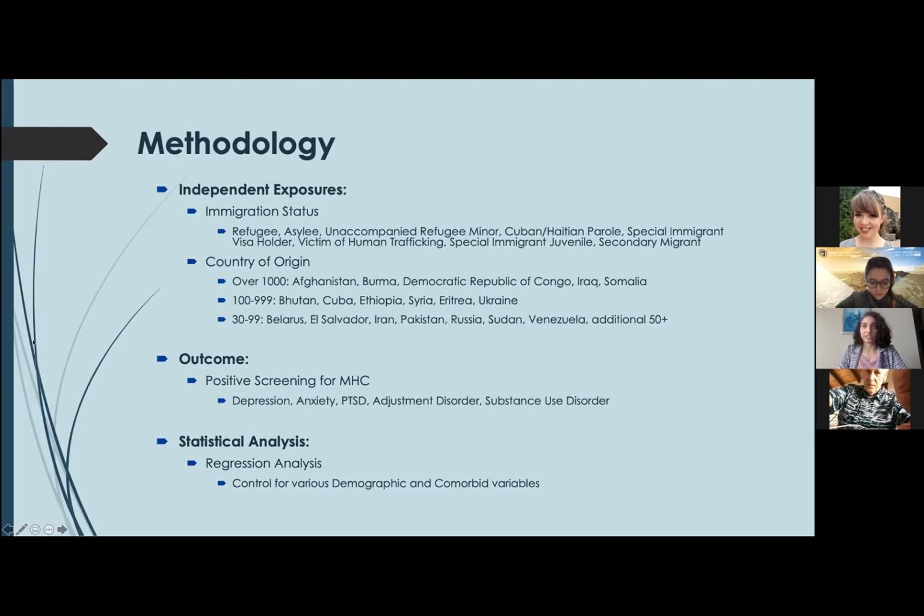Immigration status includes refugee, asylum seeker, unaccompanied minor, human trafficking, special immigrant juvenile, etc. And this is again the breakdown from 2014 to 2019 of the countries of origin for the refugees who were screened in Colorado, and the positive screenings for the different mental health conditions. We'll be running regression analyses and controlling for the various demographics and comorbidities that we collected from the DME.